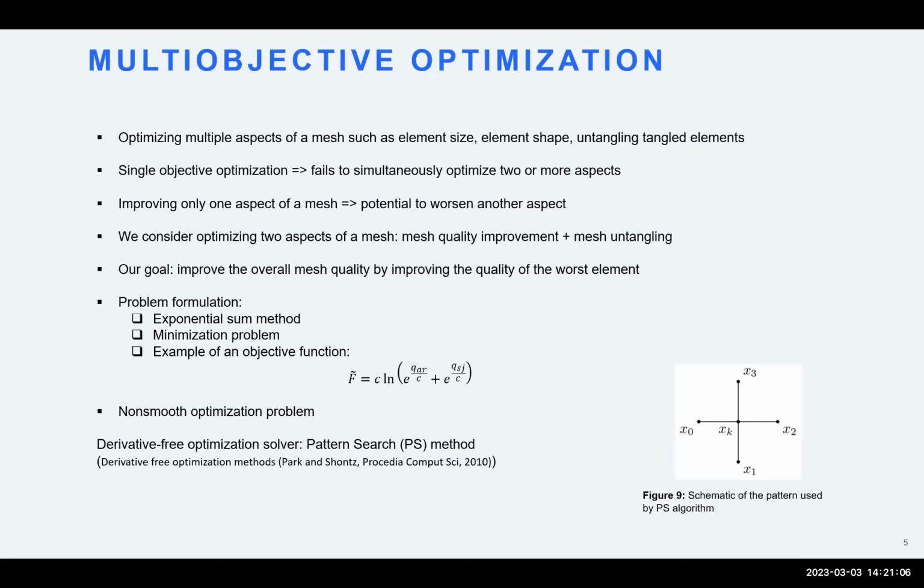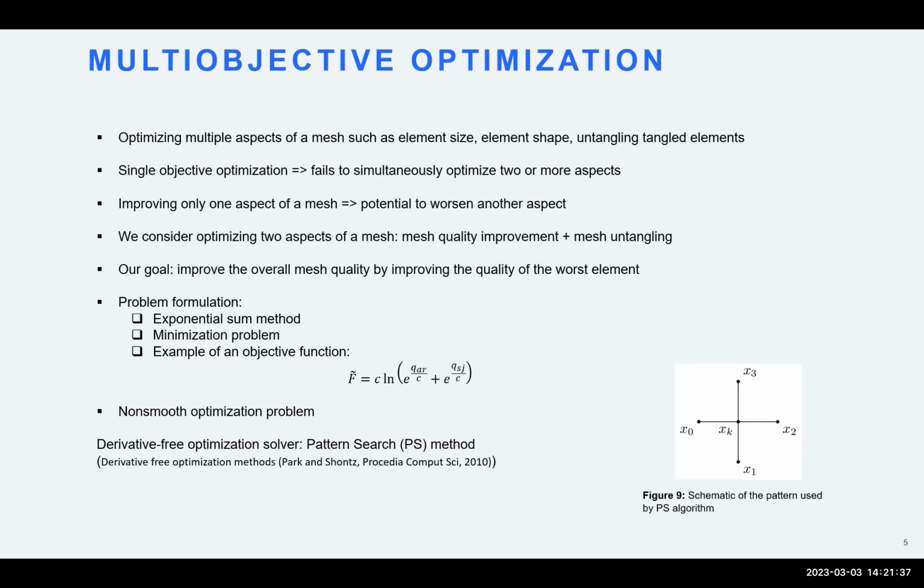Now, what is our goal? Well, we consider 2 aspects. We want to have good quality elements. We don't want to have those non-smooth elements. Also, we definitely don't want to have tangled elements in our mesh. Our goal is to improve the overall mesh quality by focusing on improving the quality of the worst element in the mesh. Because if you focus on the worst element in terms of quality and improve the quality of that element, then overall, you're going to have a good quality in the end.